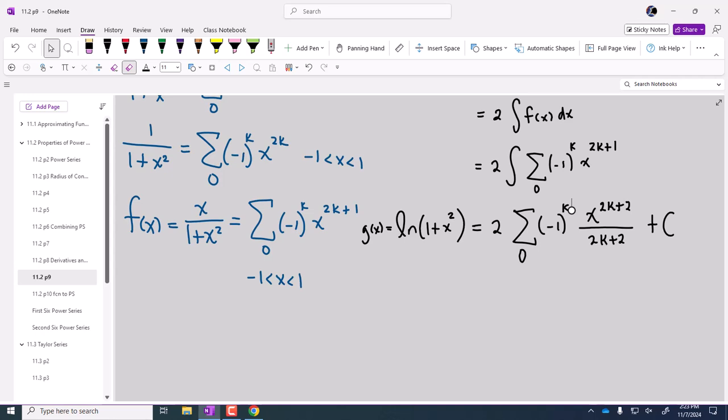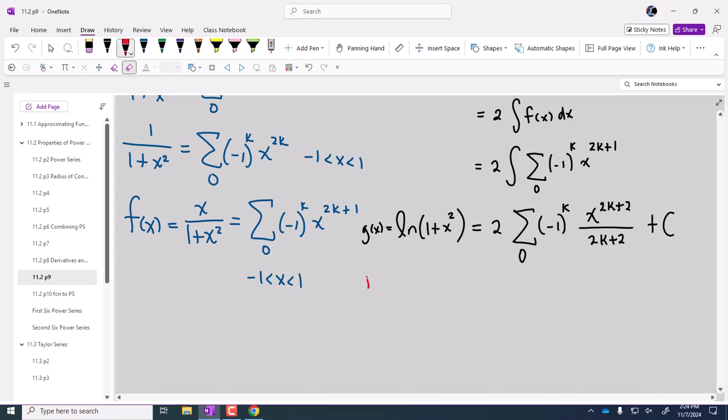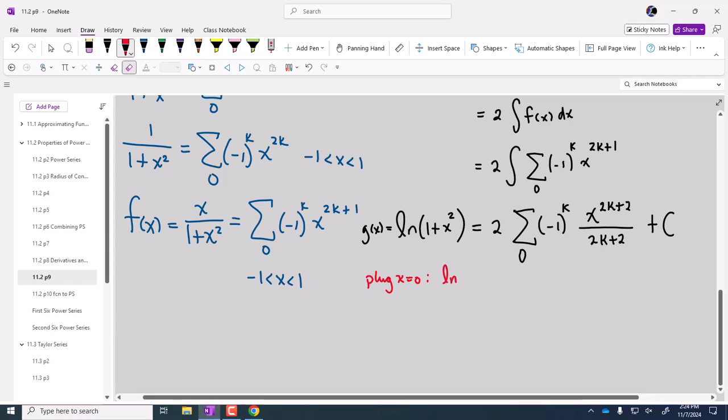So the next power after x to the 2, when k is 1, we get x to the 4. So we have all these powers of x, and if we plug in x equals 0, the whole series becomes 0. So this is all 0. So plug in x equals 0. The whole reason we're doing this is to pick a c so that both sides match. So if we plug in 0 on the left, we get natural log of 1, which is 0.